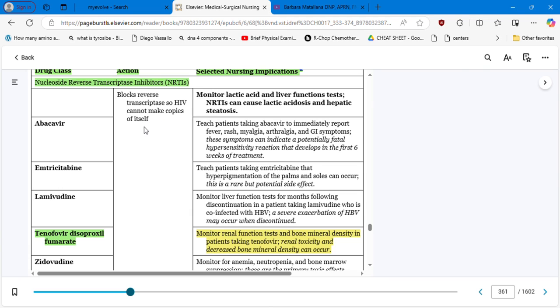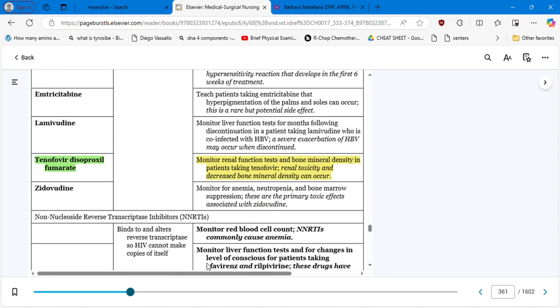Okay, so you have abacavir, the medication we told you about before. The patient needs to do a specific test to see that the patient is not going to have a fatal hypersensitivity. Remember abacavir. Also tenofovir, right? We remember in terms of tenofovir, we need to monitor renal function tests and bone mineral density in patients taking this medication. Renal toxicity and decreased bone mineral density can occur.